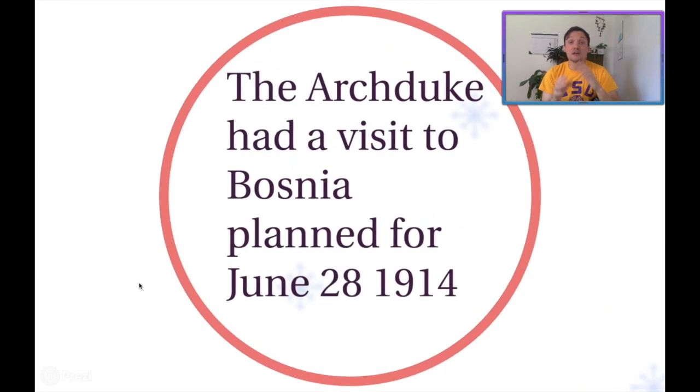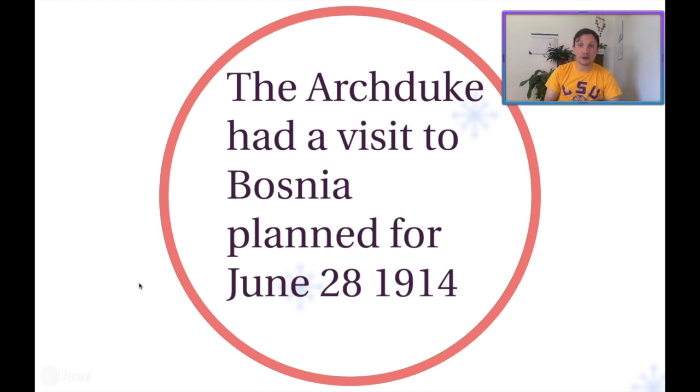So anyway, the Archduke had this visit to Bosnia planned for June 28th, 1914. Now that date is very important. Highlight that bad boy real quick. June 28th, 1914. That date is crucial for a couple of different reasons. One, it's the Archduke and his wife Sophie's 14th wedding anniversary. They got married at the end of June, and they decide to maybe go get away and have a little anniversary. And now that's debatable.